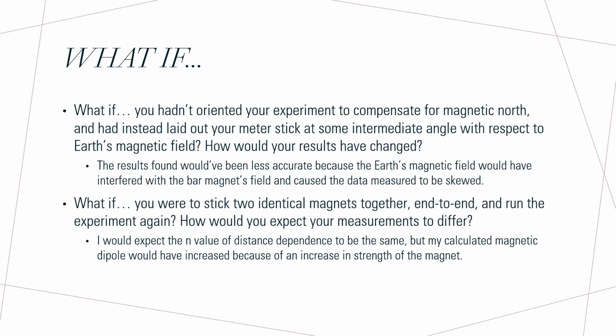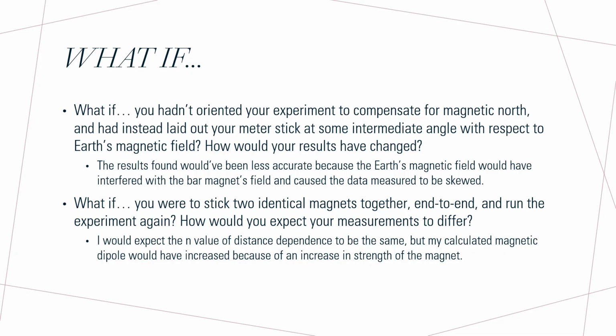What if you hadn't oriented your experiment to compensate for magnetic north and had instead laid out your meter stick at some intermediate angle with respect to Earth's magnetic field? How would your results have changed? Our results would have been less accurate because the Earth has a natural magnetic field, and it would have interfered and superpositioned with the bar's magnetic field, and it would have caused the data to be different at different points because of the way they superposition and add together at every point in the magnetic field, and the data would have been skewed.